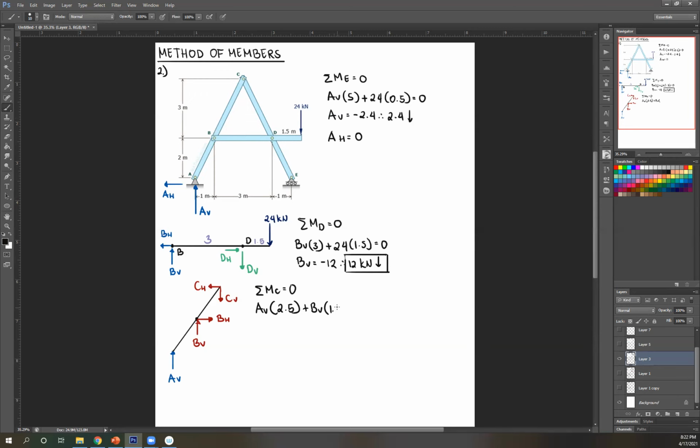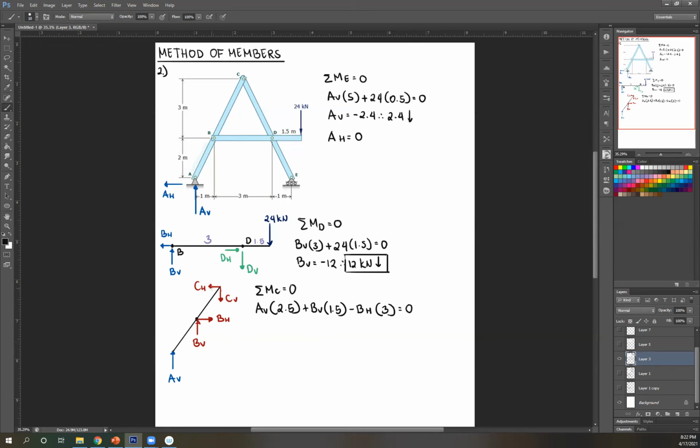Next, BH. Rotate BH about C. That's counterclockwise. So negative BH. Perpendicular distance. This is your BH. This is the perpendicular distance, which is equal to this. So that's 3. Okay, there's no other force, right? For this member. So equate that to 0.